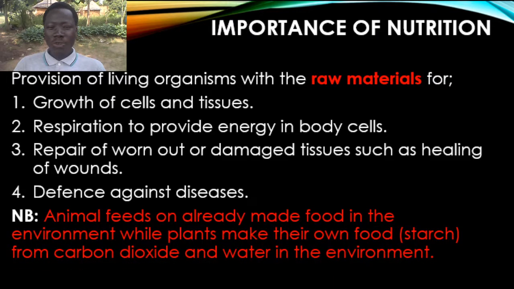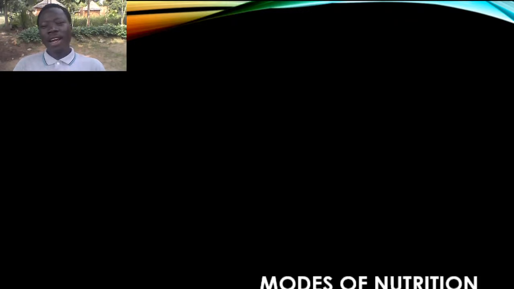So you should note that animals feed directly on already made food, and on the other side, of course, plants obtain or make their own food from inorganic raw materials. Those are carbon dioxide and water, which are obtained from the environment.